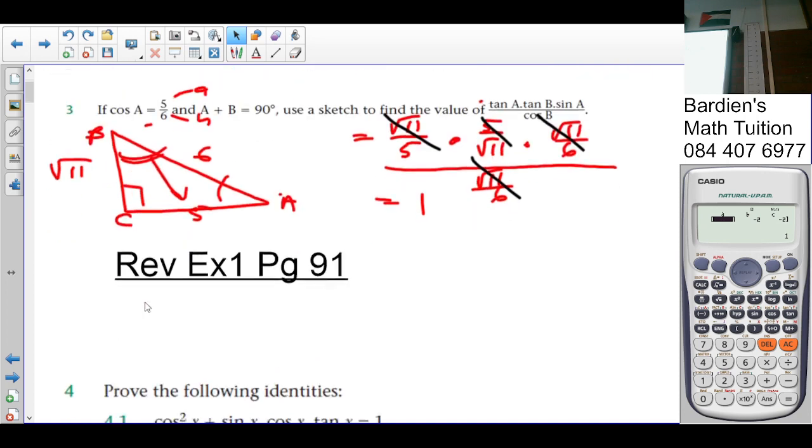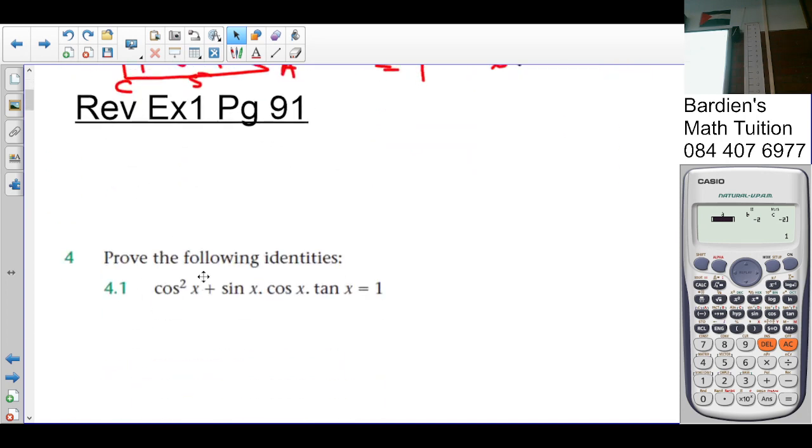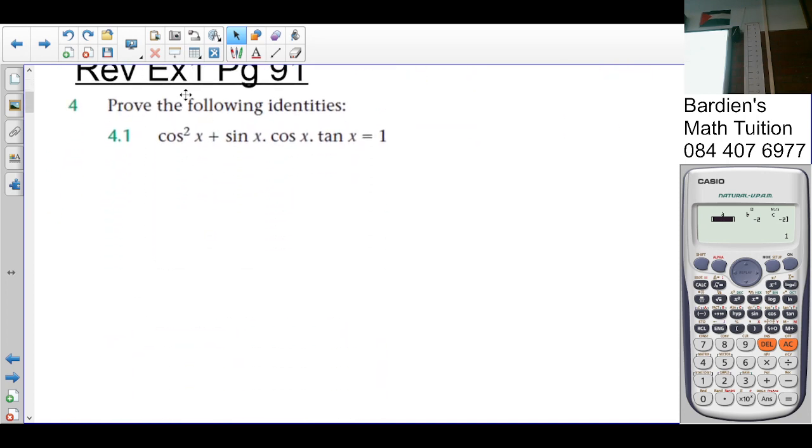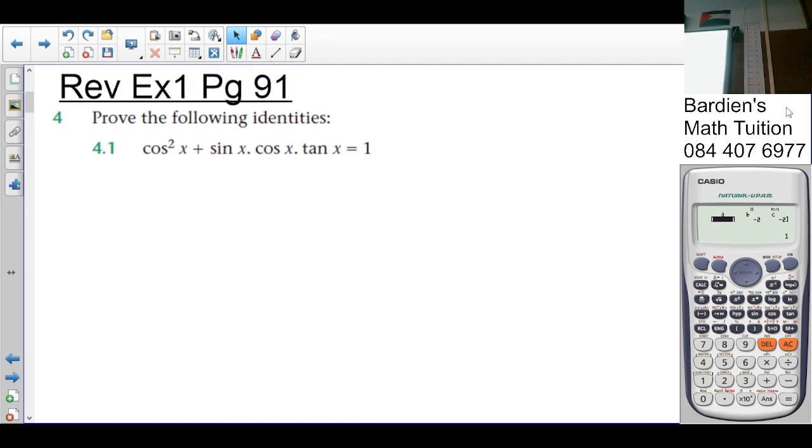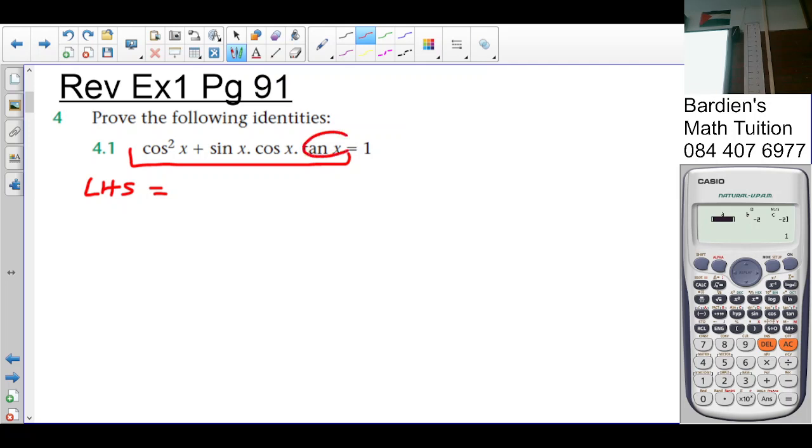The next one is number 4. The question says prove the following identity. So of course in an identity, we can't take things over the equal sign. You must prove the one side is equal to the other. So on the left hand side of the equal sign, we call it LHS, left hand side. So what can be done here? I'm going to change tan. So that's going to be cos squared x plus sine squared x times cos x times tan, which can be written as sine x over cos x.